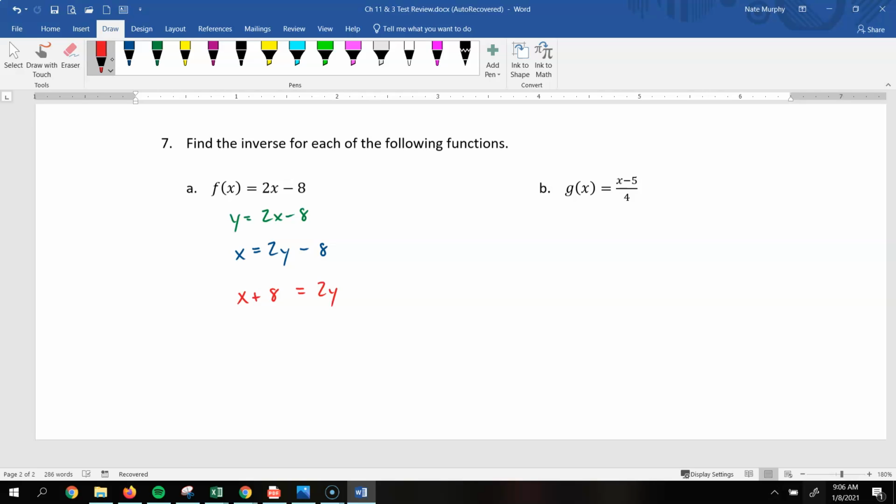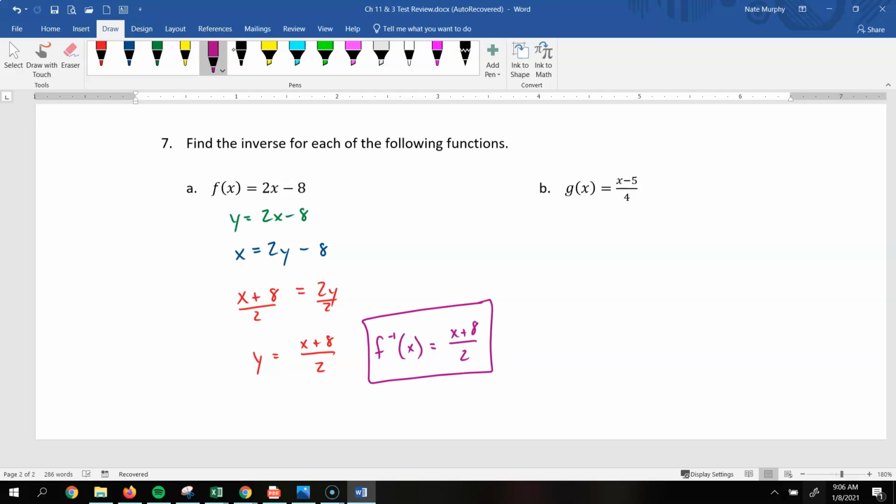Now we want to get the y by itself. So I'm going to divide by 2. So we get y equals x plus 8 divided by 2. The last step is to put this back into function notation, except we're going to identify this as the inverse. So this will be the inverse of f equals x plus 8 divided by 2.